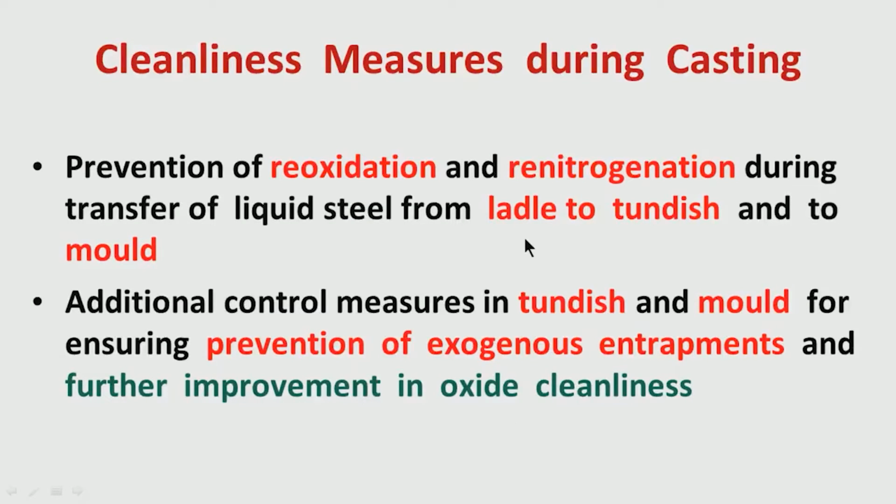One is, whatever improvement has taken place, there should be no deterioration, there has to be no reoxidation, no renitrogenation. Moreover, there has to be prevention of exogenous entrapment. Additional exogenous inclusions should not get entrapped or entrained in the liquid steel, so that the oxide cleanliness does not deteriorate. So, we have to be careful about those.